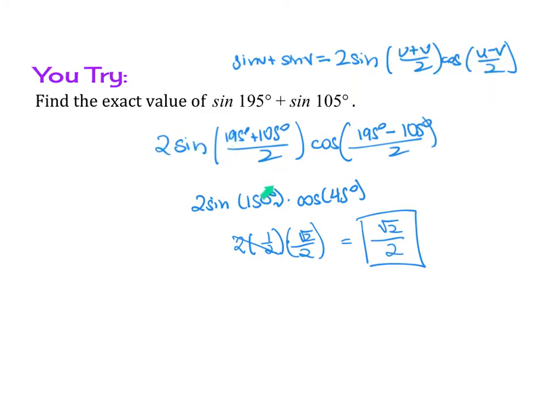So 2 sine of 150 degrees times cosine of 45 degrees. Sine of 150 degrees is a positive half. Cosine of 45 degrees is root 2 over 2. And that's all multiplied by 2. So it simplifies to root 2 over 2.